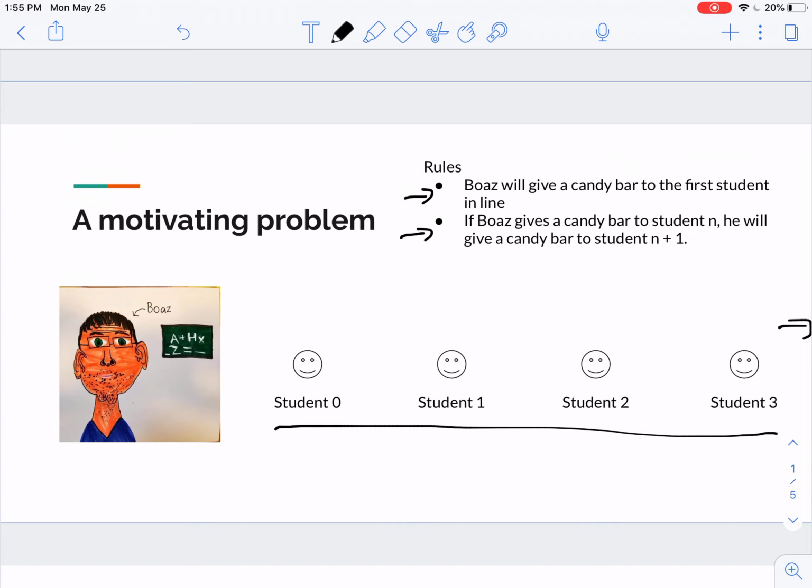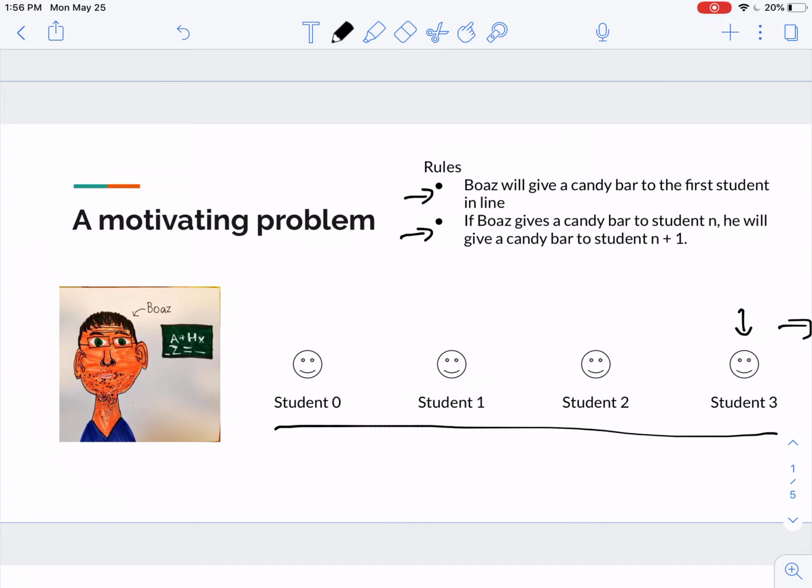And he wants to make sure, well, if I follow these rules, if I follow the system, am I going to give a candy bar to every student? I think just intuitively, seeing these rules, you think, well, yes, he will, right? But what if we want to prove that fact? So consider maybe this student, like the third student in line. How do we know that this student is going to get a candy bar?